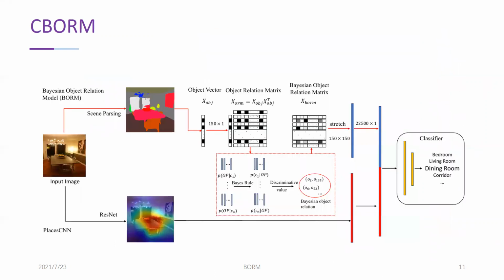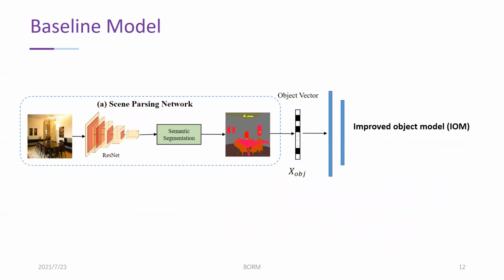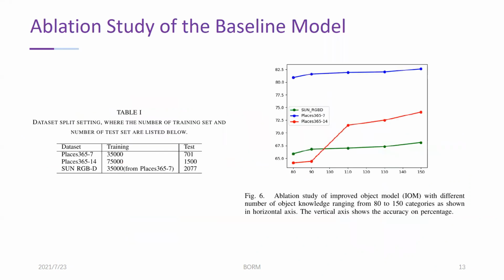We combine the proposed BORM and Places CNN with backbone ResNet as the combined Bayesian object relation model. We use an improved object model as the baseline, based on a scene parsing algorithm pre-trained on the ADE20K dataset that contains more relevant object classes for indoor scene representation. The dataset used for evaluation is shown in Table I and aims to test the generalization ability of the proposed algorithm. The training set of Sun RGBD is based on the Places 365-7 dataset.